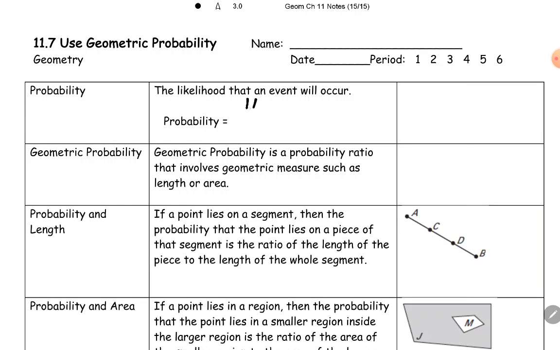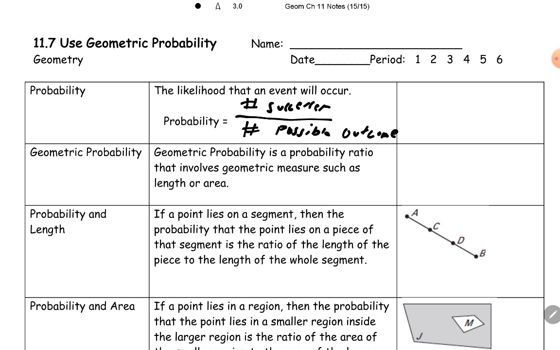Probability is equal to the number of what is considered successes, so the number of times it actually does happen, over the number of possible outcomes. So for example, if you flip a coin, what's the probability of it landing on heads? Well, there's only one time it's successful. There are only two sides to a coin, so you can either get heads or tails. So one of those is a success, because we're looking for the probability of it landing on heads, over two possible outcomes.